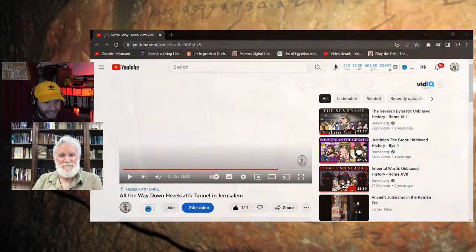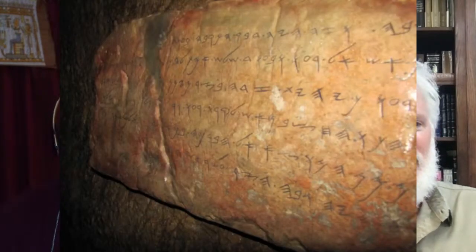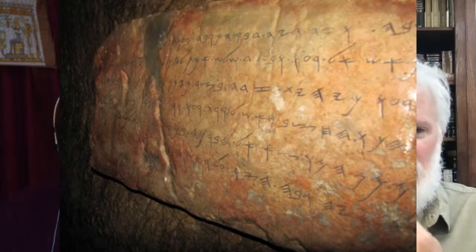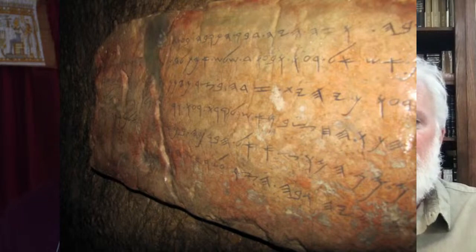This is a fascinating story. And welcome to Gnostic Informant. My question for you off the bat is, what is the story about this Siloam inscription? When did we find it? And also, if I'm not mistaken, the story is that Hezekiah dug this tunnel out, and he's tied to this inscription as well. Tell us all about it.